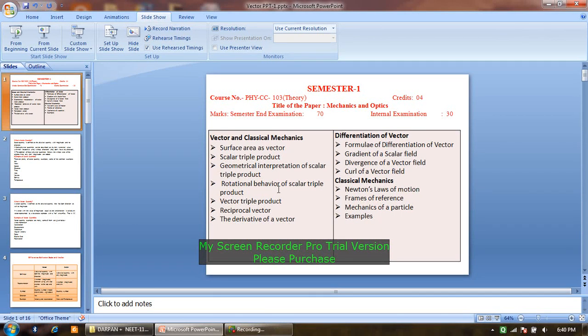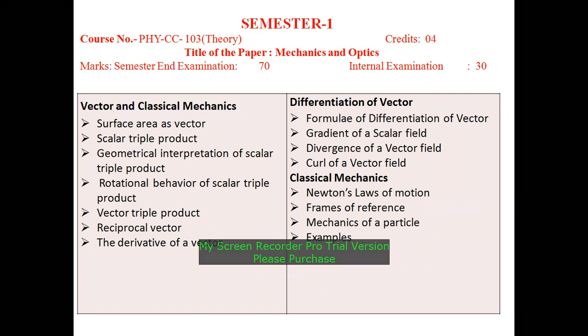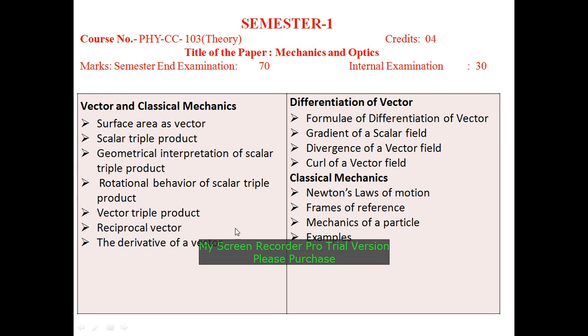Hello students, today I am going to start your first unit, which is vector and classical mechanics. So you already know your syllabus is that your first unit is vector and classical mechanics, and the paper number is 103, and the title of the paper is mechanics and optics. So this first unit is based on mechanics.